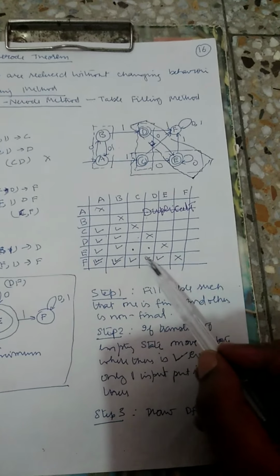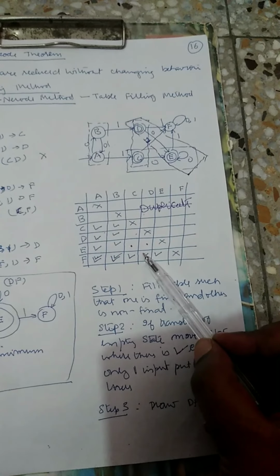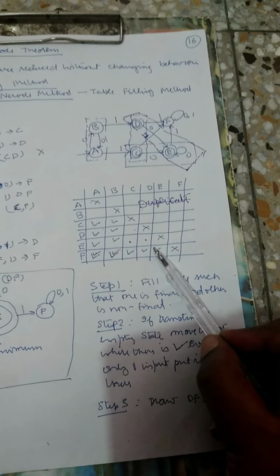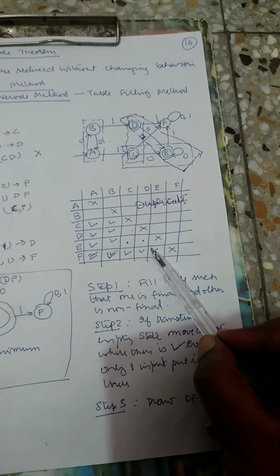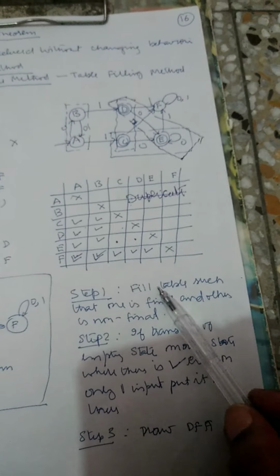Here D is a final state and F is a non-final state. We put a right mark here. Here E is a final state and F is a non-final state. We put a right mark here. So up to this point we got this table, where these two values here are also empty. Okay, so this is the first step: fill the table such that one is final and the other is non-final.